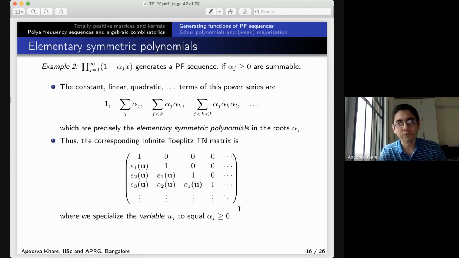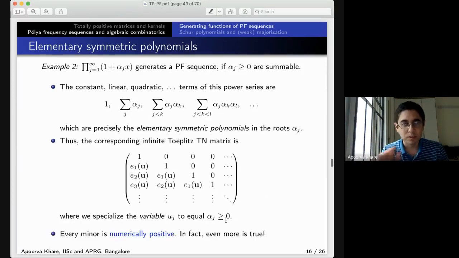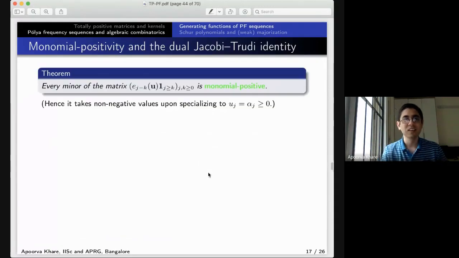So we have now moved from polynomials in real numbers to matrices in variables, and onto symmetric polynomials in variables. And this infinite matrix is totally non-negative when you specialize to numerically positive values. This is called numerical positivity when you specialize to positive values, but in fact more is true. It turns out this matrix itself is positive in the following sense. Every minor, we wanted to say if you substitute alpha j's in every minor, you get a positive number. Well, you actually get a positive monomial even before substituting the alpha j's.